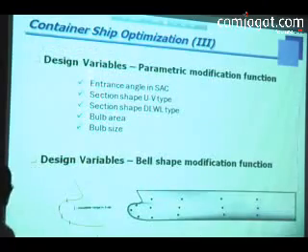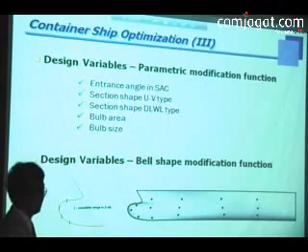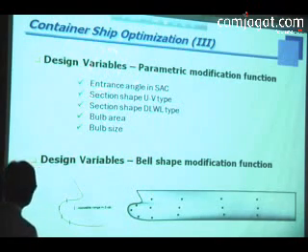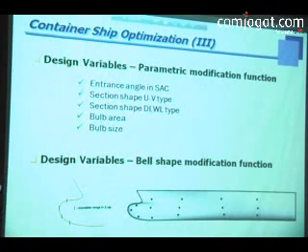So this is parametric modification. Okay, this is entrance angle. So this is the parameter of design variable. Instead of this design parametric modification, you can see here the bell shape modification function. Here bell shape. So this is 1, 2, 3, 4, 15 and 1, 2, 3, 4. 19 design variables are used for this bell shape modification function. So we will compare the result now.